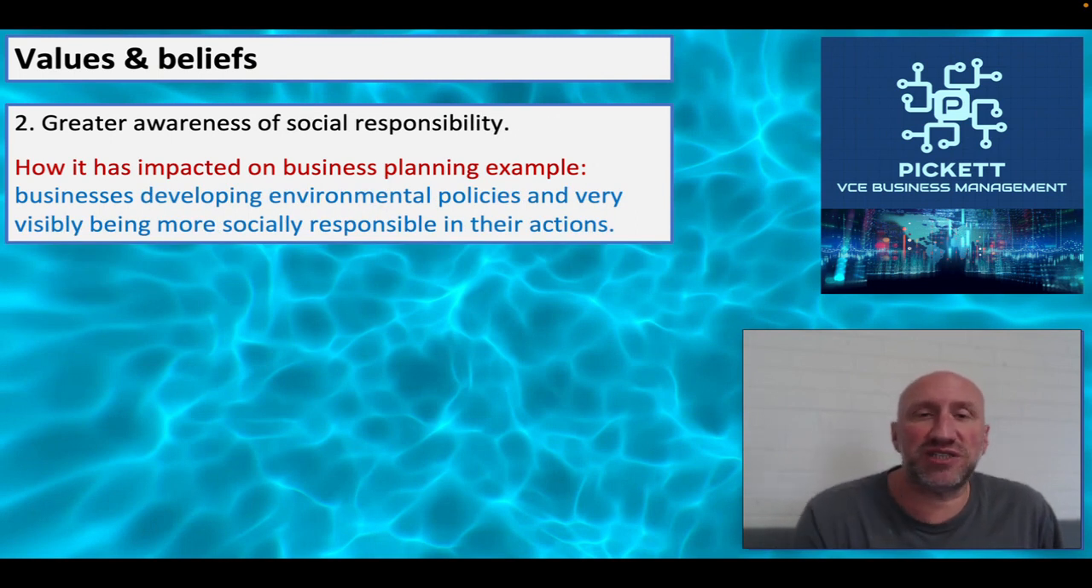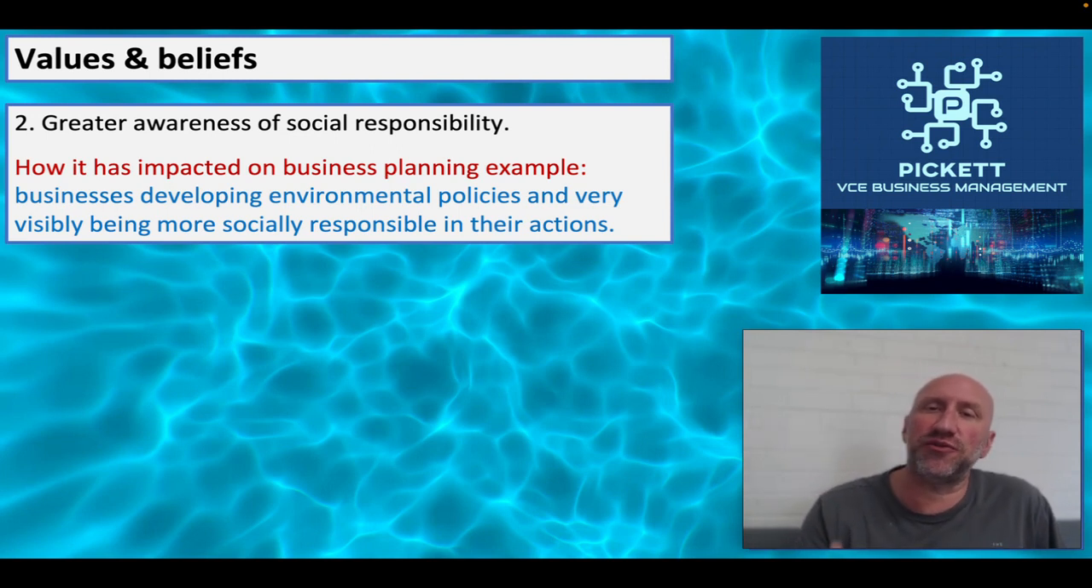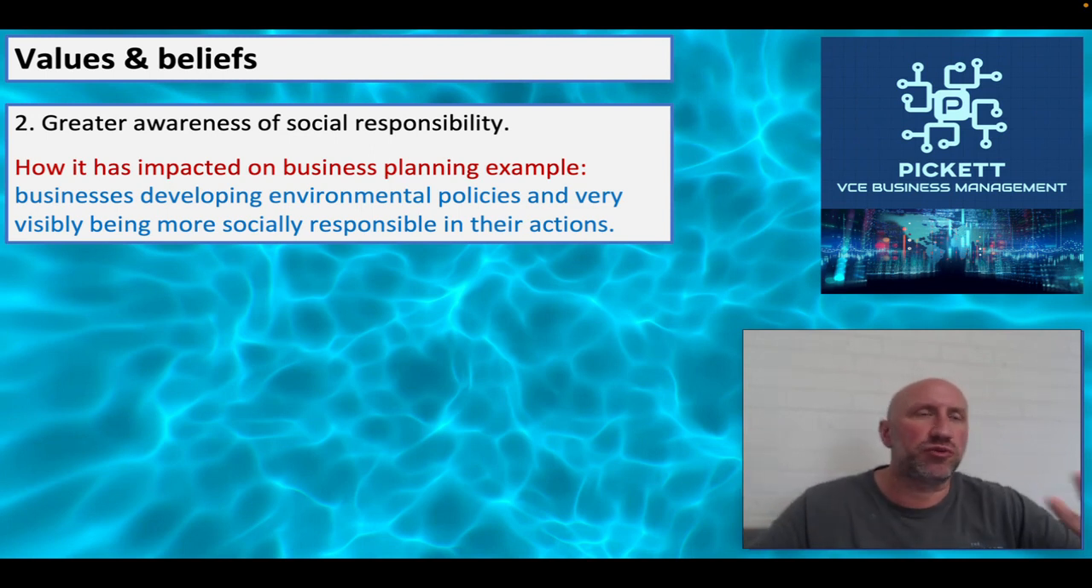Greater awareness of social responsibility, business developing environmental policies, and being very much more visible in their socially responsible actions. Every large business now has some kind of environmental policy, and it's always on their website, and you can click into it and see exactly what they're doing to be more sustainable in their operations and much more visible. It actually now forms part of their marketing and how they're differentiating themselves from the competition by saying, we are super socially responsible, come and shop with us.